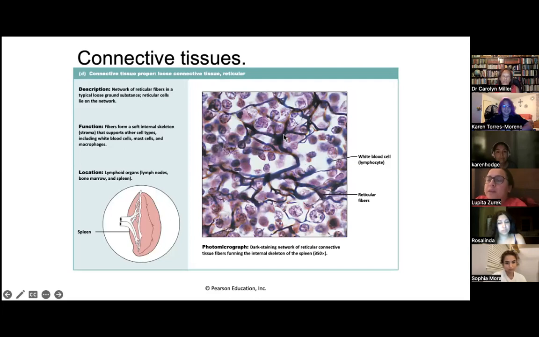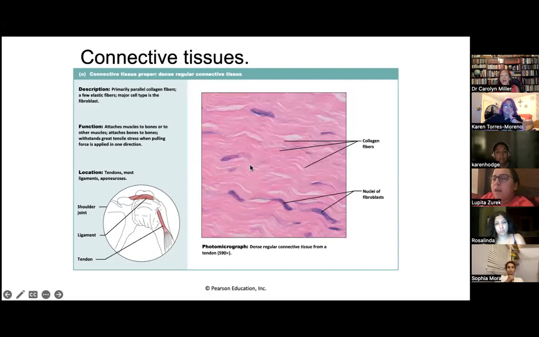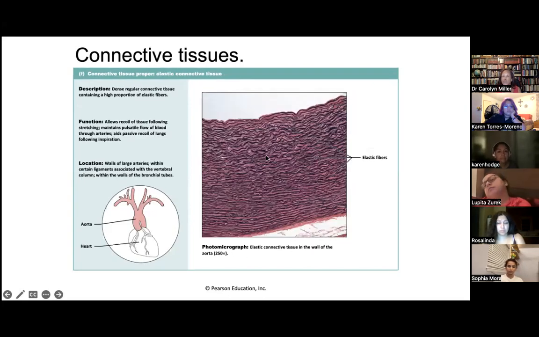I didn't have this one on there, reticular. The purpose of this in the spleen is to remove dead red blood cells. So it's like a mesh, but this is reticular. I don't have that one on there. I don't have dense regular connective tissue in tendons and ligaments. I do have this one.